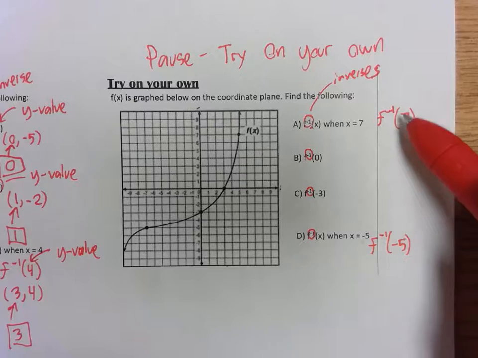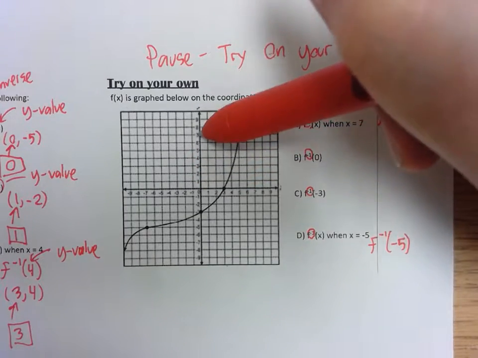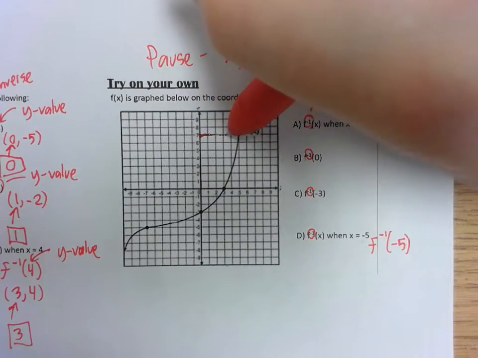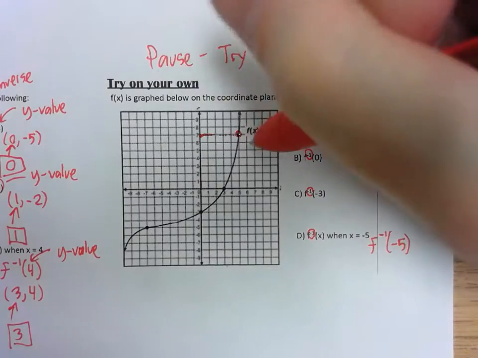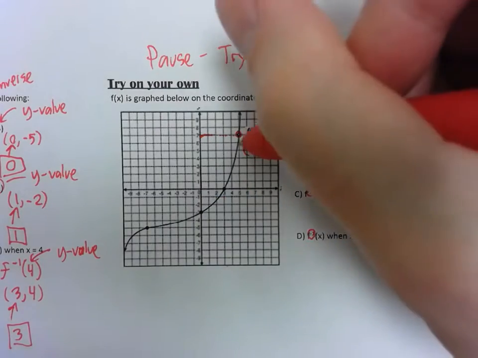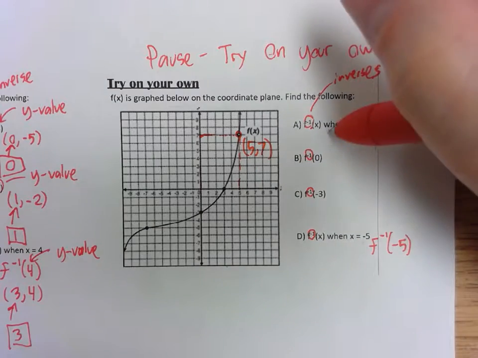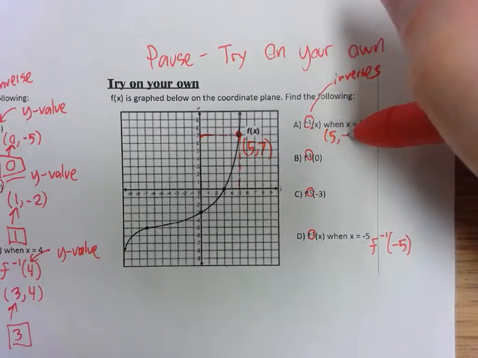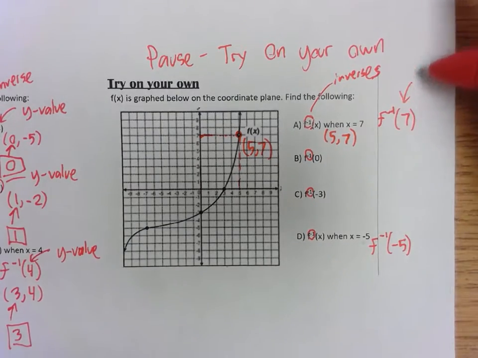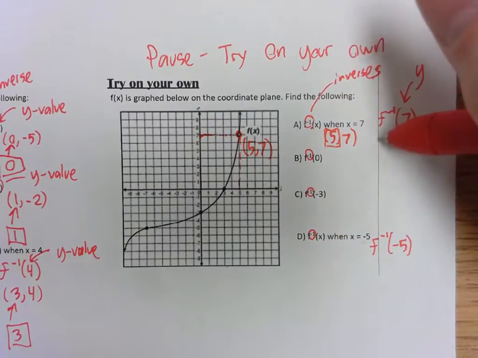So I want to go up 7. I know this one's a little bit harder to read, so I'm going to go up 7, 3, 4, 5, 6, 7. And if I do that, the graph will meet 7 right at that coordinate. That coordinate happens to be right 5 up 7, so it's going to be 5, 7. So at the coordinate 5, 7, since y is 7, because we switched them, our x value is going to be 5.